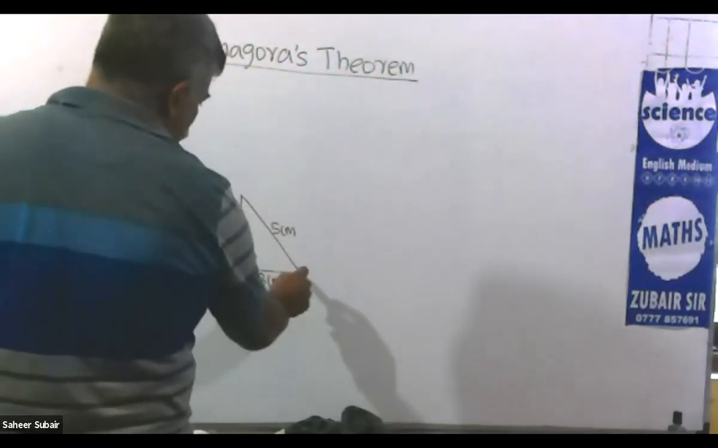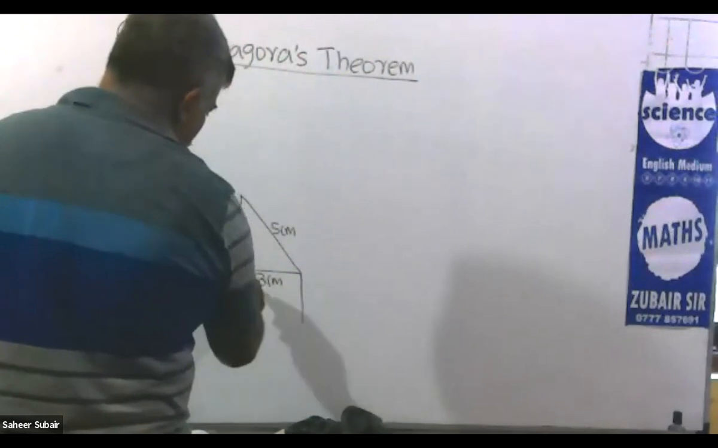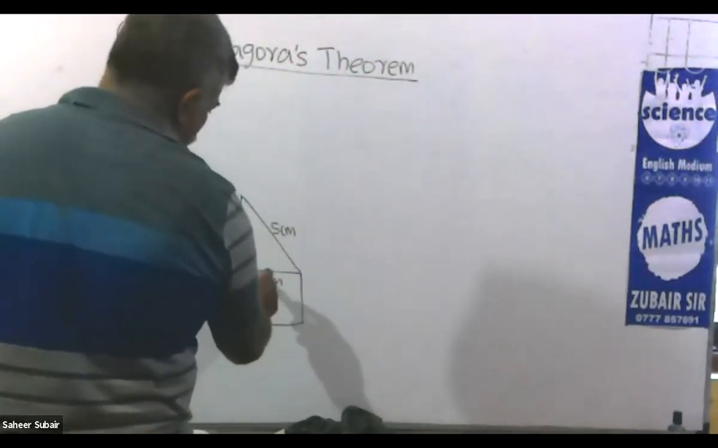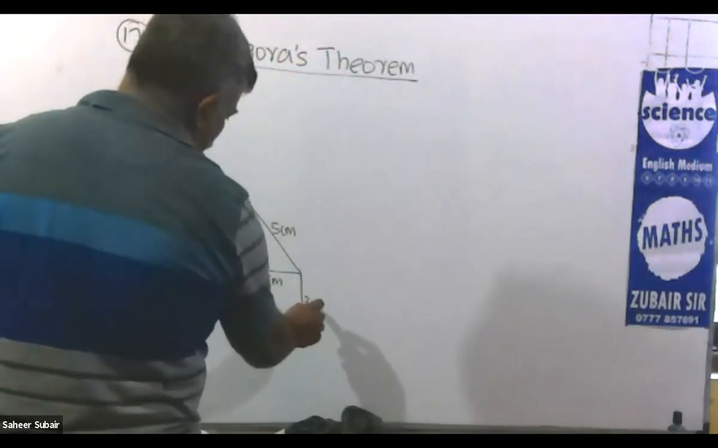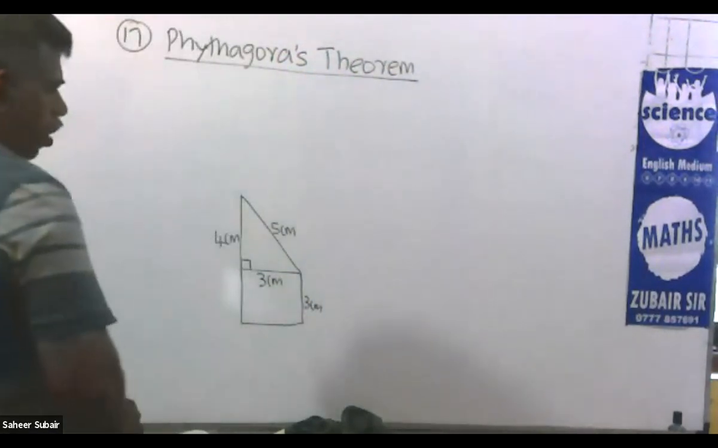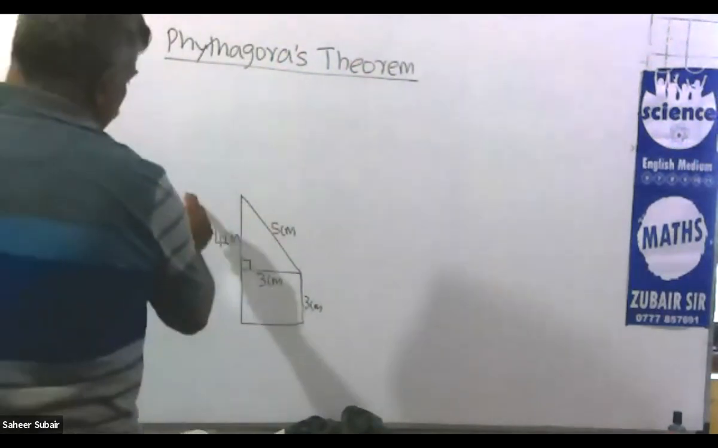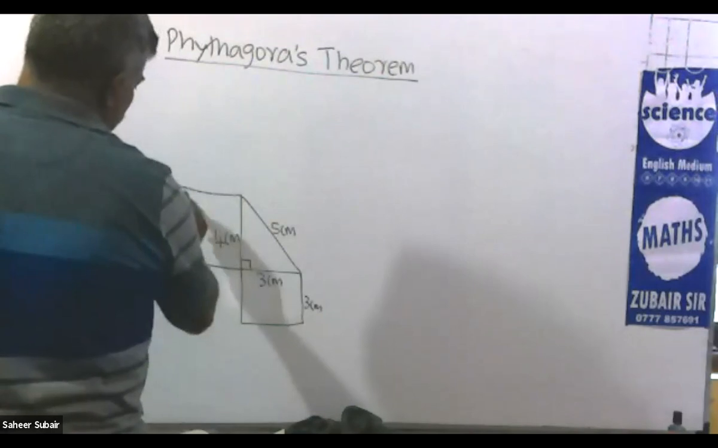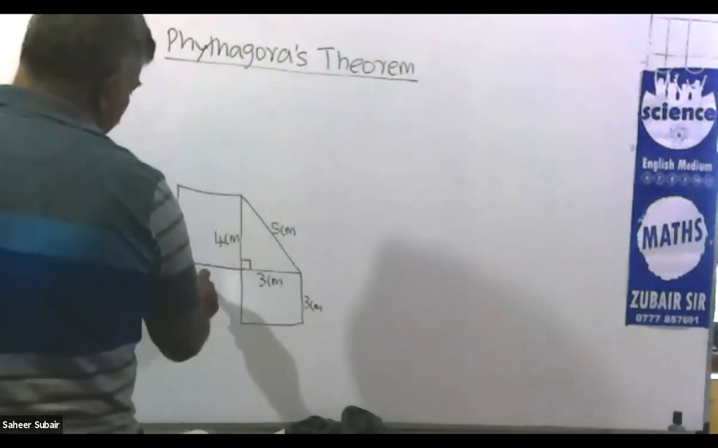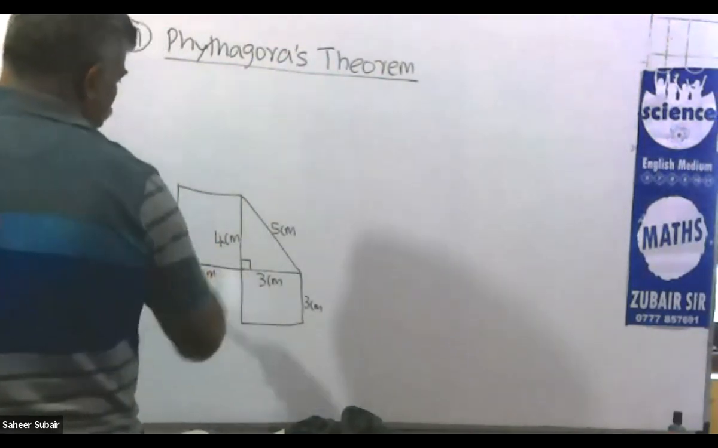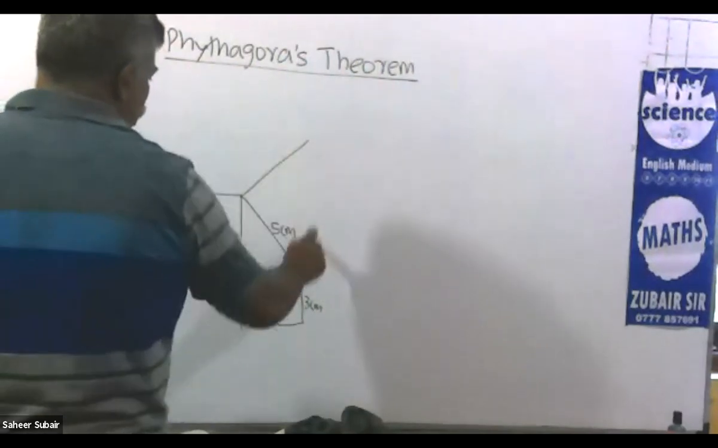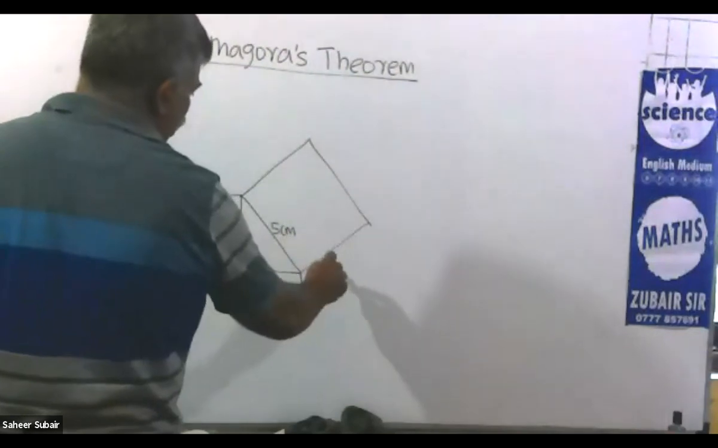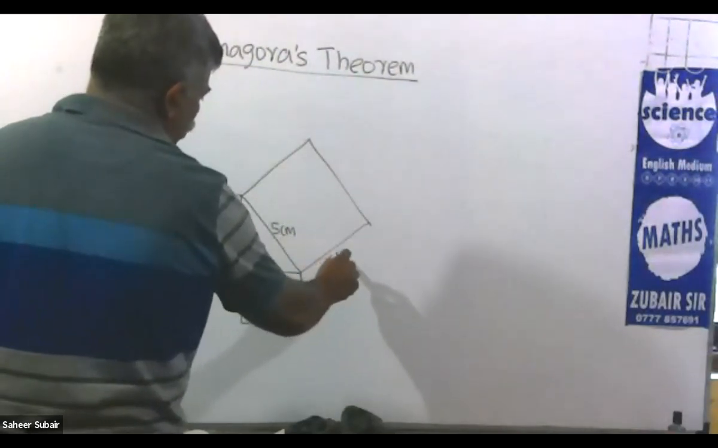Then this side is 3. To get the same 3, make a square on this side. This side is 3, so this side is also 3, the square. In a square all 4 sides are equal. Then for this side also make a square: 4 centimeter means 4 centimeter, 4 centimeter square. This side also make a square. Right? Then this one is 5 centimeter, and this one also 5 centimeter.